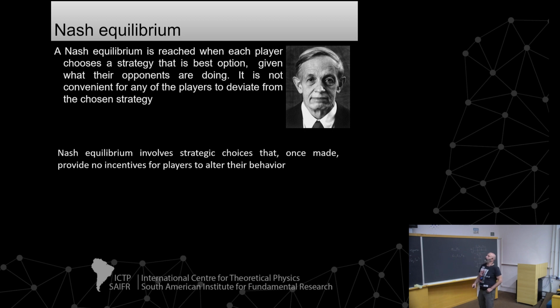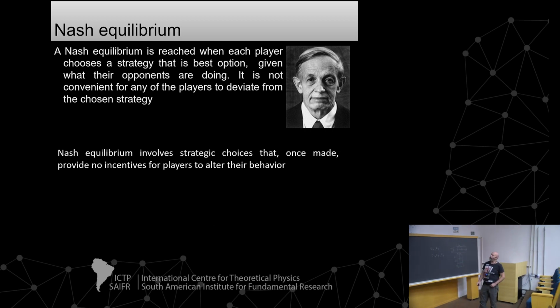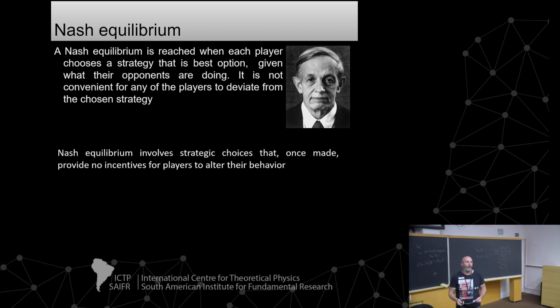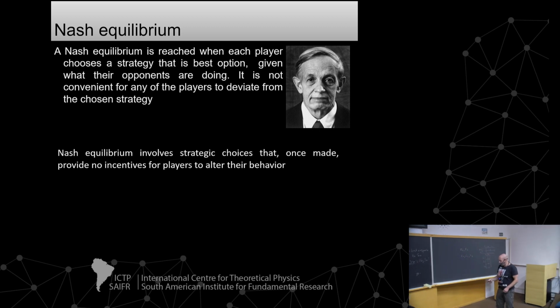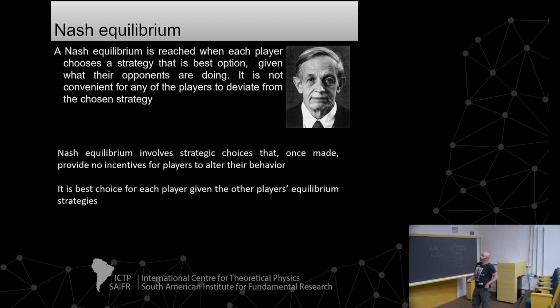So a Nash equilibrium involves strategic choices that, once made, provide no incentive for players to alter their behavior. So once we have reached the Nash equilibrium, there are no incentives to move from it, because there is no way to be in a better situation. It is the best choice for each player given the other player's equilibrium strategy. So this is the definition of the Nash equilibrium.